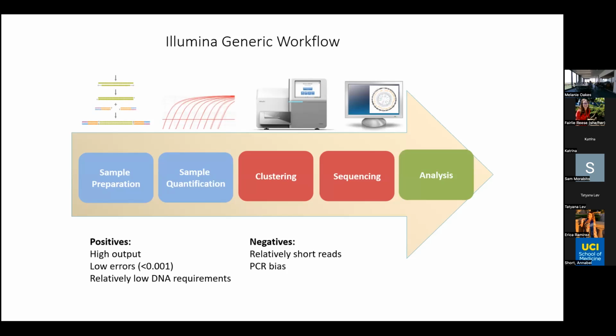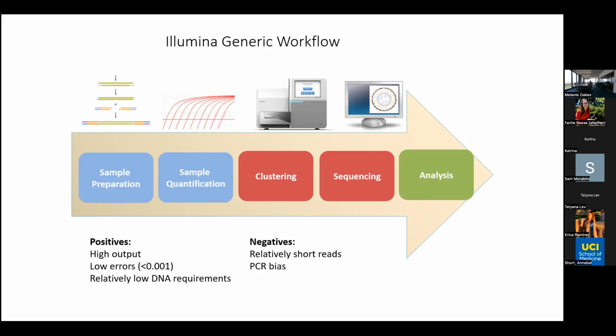The positive of this particular technology is that it's high output. This particular flow cell right here has 10 billion clusters that are available for reads. So it's 2.5 billion per lane. So it's a lot. The number of projects we put on here can be as many as 20 per lane. It's a logistical nightmare sometimes. But anyway, we're pumping out a lot of data. So I don't know how much of it you all are analyzing, but we're doing a lot. It has a relatively low error rate and low amounts of DNA or RNA requirements.